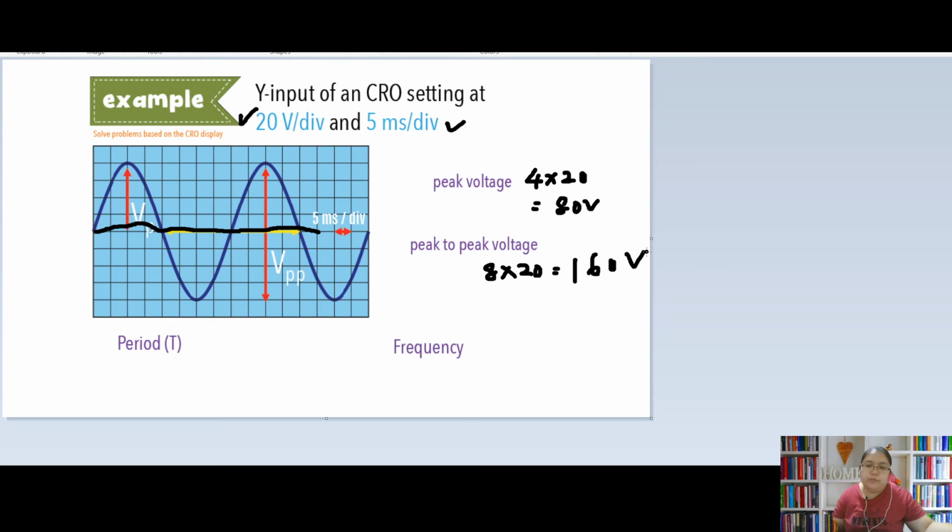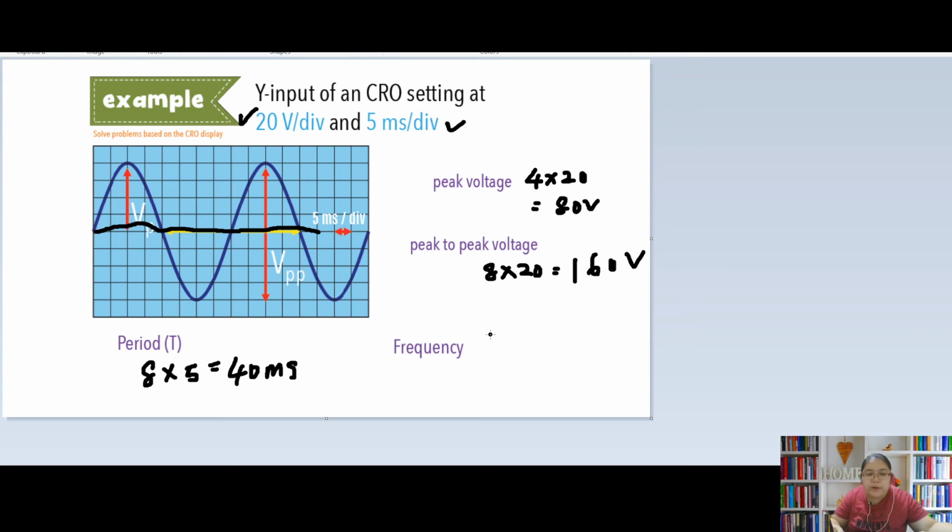Now we are going to see the period. Period is one complete oscillation, so we need to count 1, 2, 3, 4, 5, 6, 7, 8. 8 boxes complete one oscillation. 8 multiplied by the 5 millisecond. So the answer should be 40 millisecond. So this one is the period.